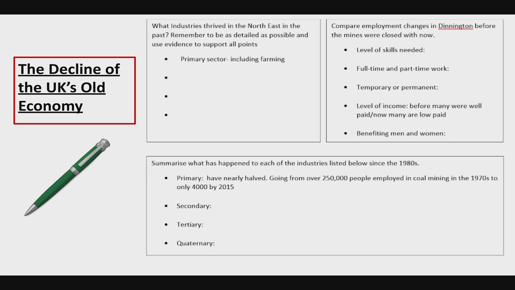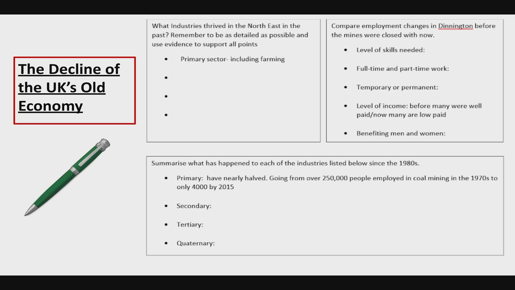Liverpool had large dockyards, so they used to build ships, a lot of ships. Compare the employment changes in Dinnington, and that Dinnington case study is in your textbook. It's the caboodle one on pages 170.